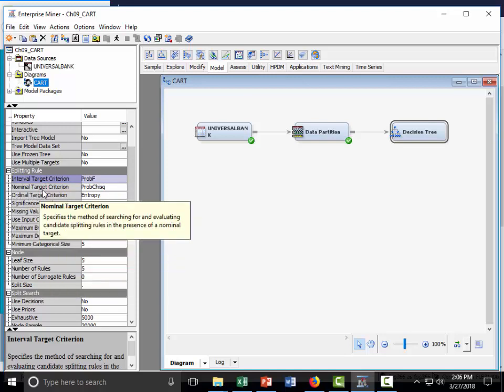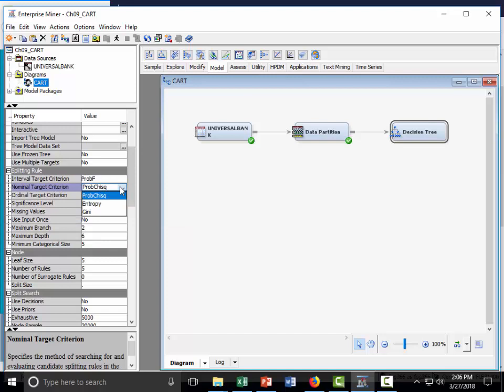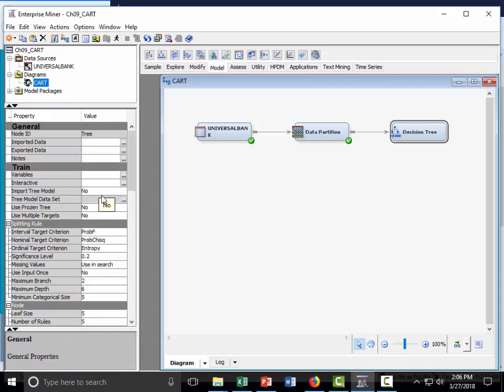Now if you have a nominal target, like what we have in this case, again we have three possibilities: probability chi-squared, so that's your log worth. We did log worth when we did the computations in Excel, and we did entropy and Gini as well. So you can select any one of the three, and for SAS Enterprise Miner, log worth of probability of chi-squared is the default. And for an ordinal target, entropy or Gini.